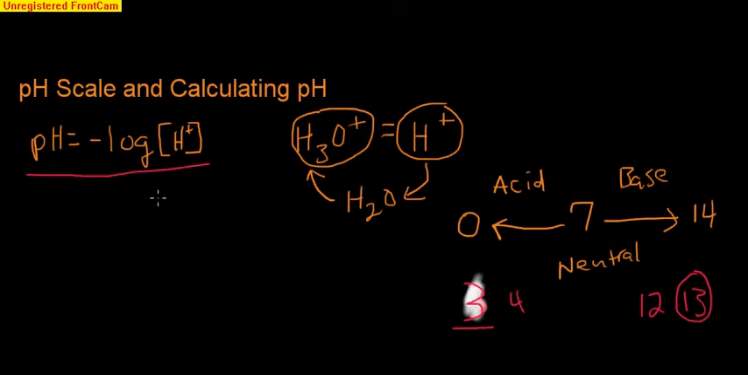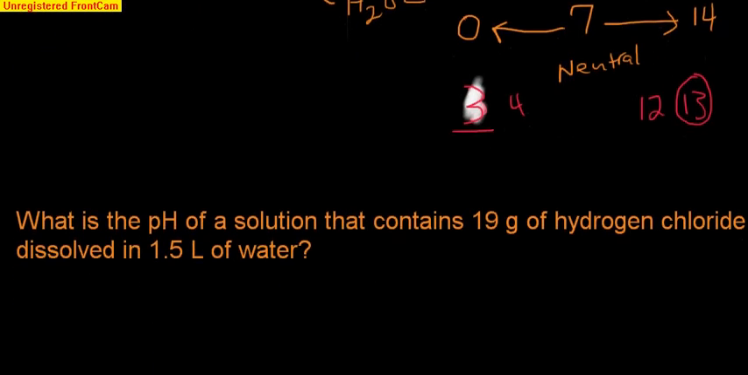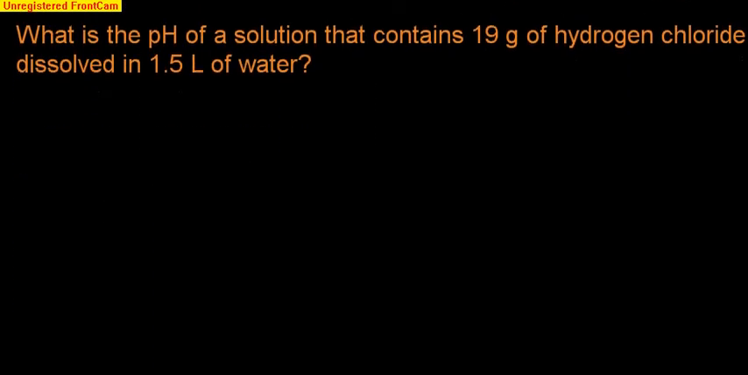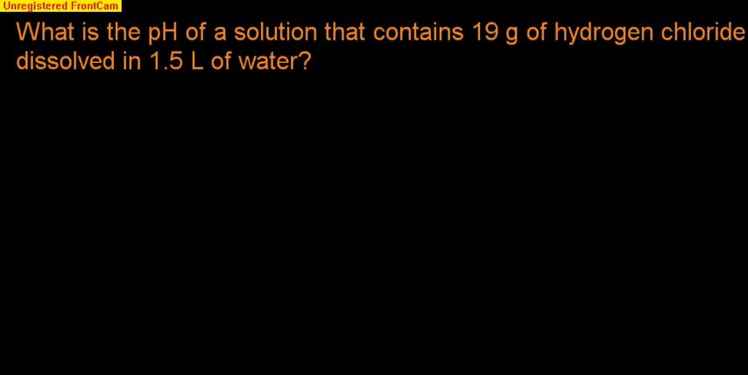Alright, so we're going to take a look at a problem, and we're going to use this formula to solve. So let's scroll on down and look at our problem. It says, what is the pH of a solution that contains 19 grams of hydrogen chloride dissolved in 1.5 liters of water? The first thing we're going to do, it says, what is the pH? So we know that's what we're looking for. So I'm going to write out my formula. pH is equal to negative log of the hydrogen ion concentration.